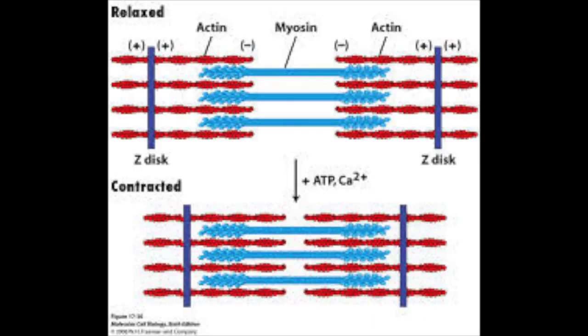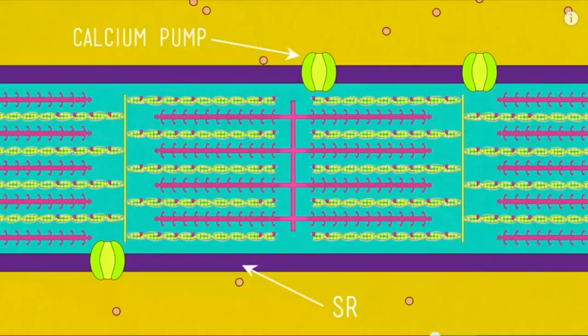Myosin cross bridges, or myosin heads, bind to the actin. ADP is released, causing myosin to flex. ATP binds to cross bridges, releasing myosin from actin. To end a contraction, the nerve impulse stops, ending the release of acetylcholine.